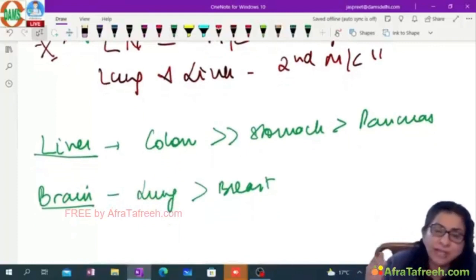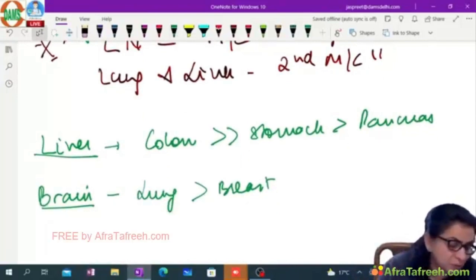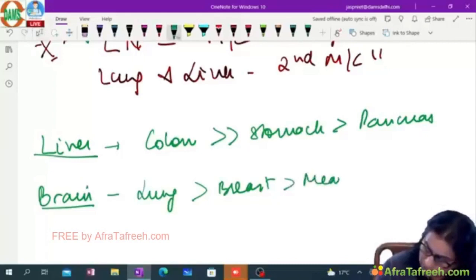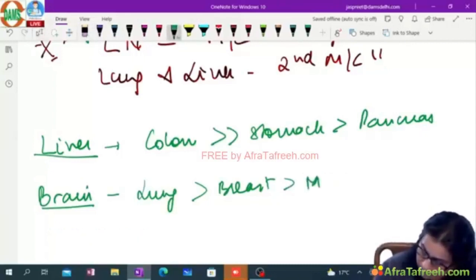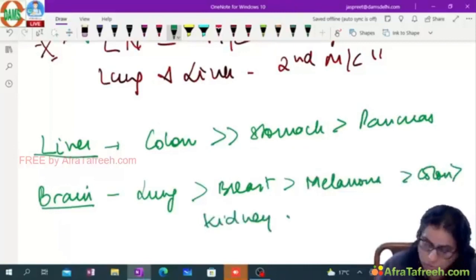Now, if a person has metastasis in the brain, think of lung, breast. So what do you think of? Lung, breast, melanoma. Then even colon and kidney can produce brain mets. So colonic cancer and kidney cancer can produce brain mets.